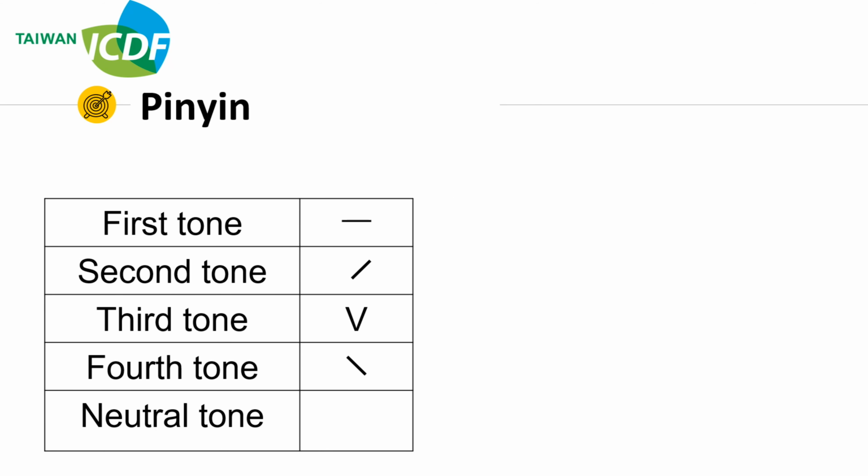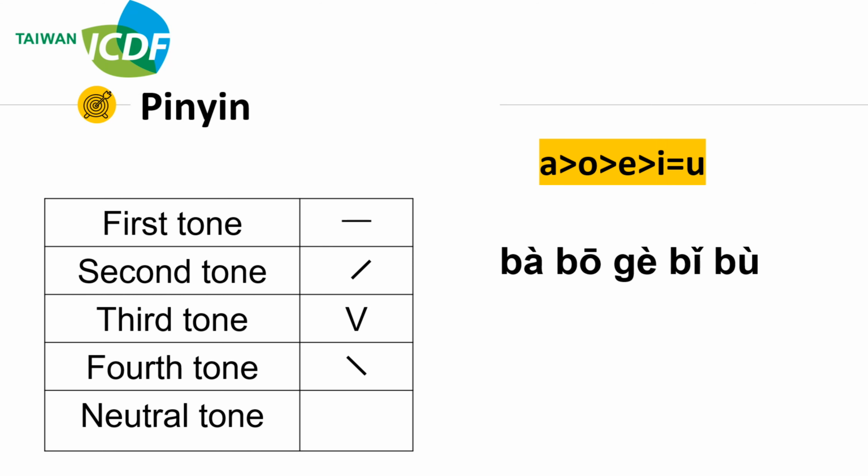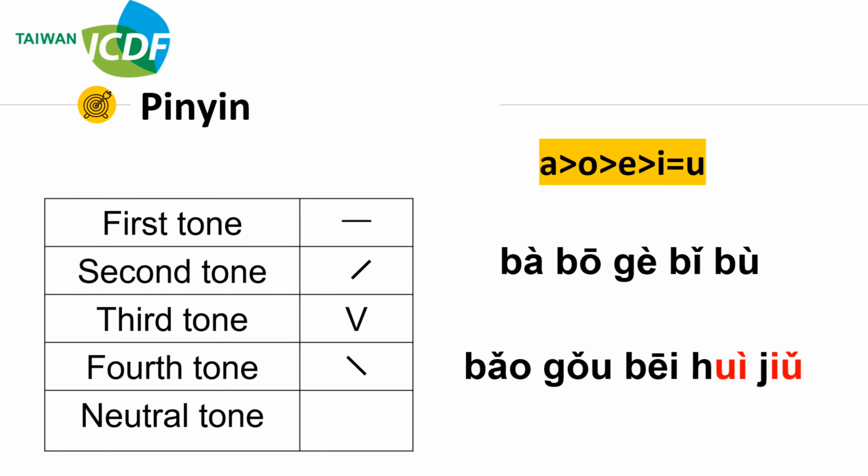In the previous units, we have talked about intonations. The tone marks present to you how the pitches should sound. There is an important rule in where you place the tone marks. Remember this rule: a, o, e, i, u. It is the order which tells you to always place the tone marks on a, then o, and then e. When i and u are together, you see which one is the latter one and add the tone mark on it.